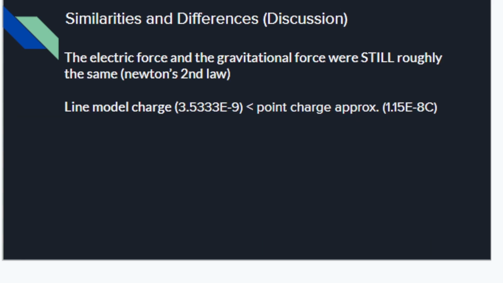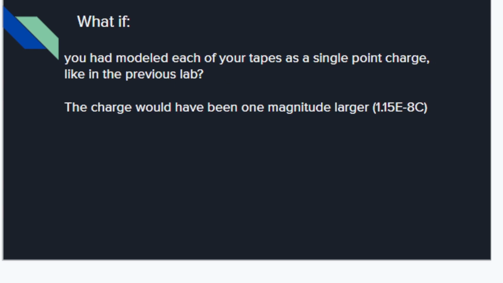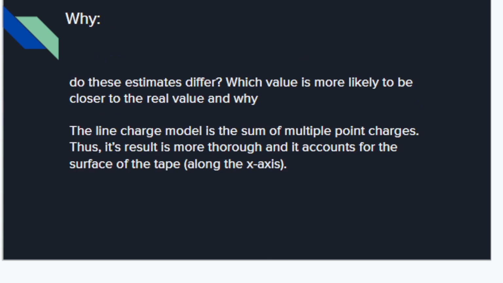As for similarities and differences, the electric force and the gravitational force were still roughly the same, following Newton's second law. However, the line charge model gave a charge one order of magnitude smaller than the point charge approximation. What if you had modeled each of your tapes as a single point charge, like in the previous lab? Well, the charge would have been one order of magnitude larger, as we saw. But why do these estimates differ? Which value is more likely to be closer to the real value, and why? Well, the line charge model is the sum of multiple point charges. Thus, its result is more thorough, and it accounts for the surface of the tape along the x-axis.